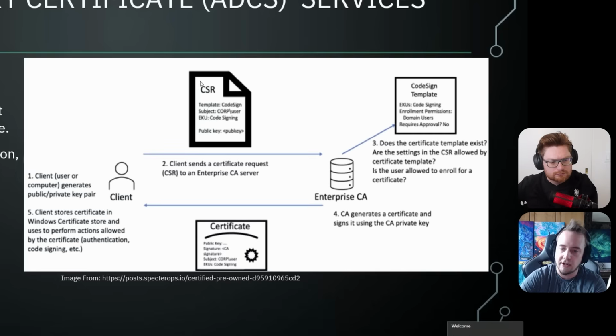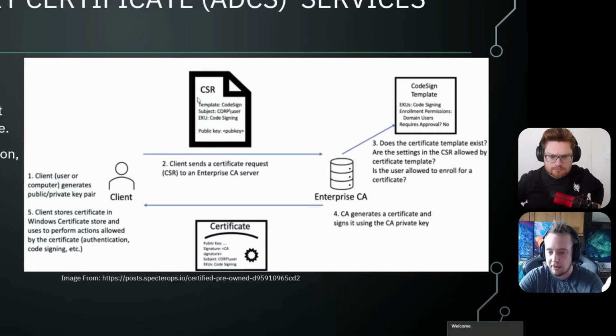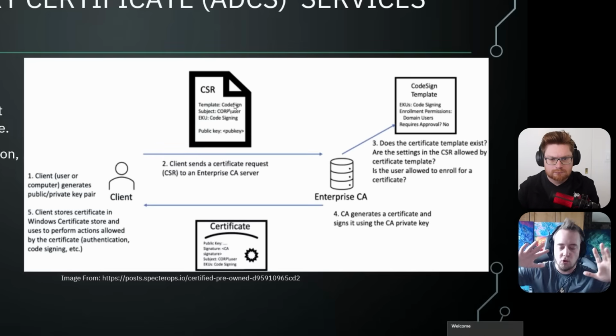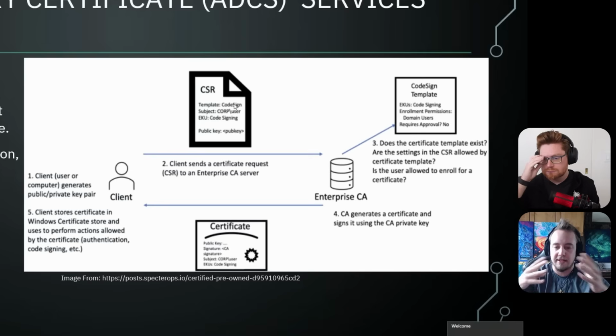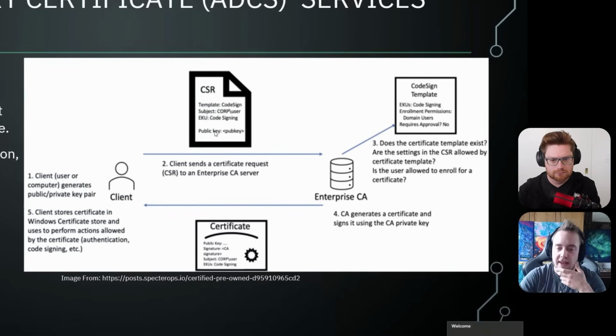And that certificate signing request, you can see, has a few things like a template, and we'll get to templates later, but a template is essentially a group of settings that apply to that certificate. And one setting would be, can the certificate be used for authentication or encryption or signing, right? So that template might specify this certificate can only be used for authentication, not encryption. The subject, that would be your username in this case, and some other things like extended key usage. And then your public key.